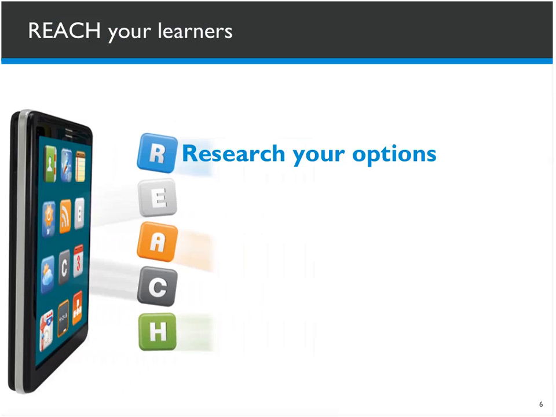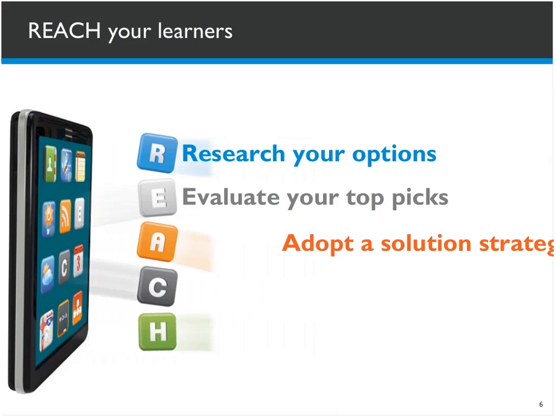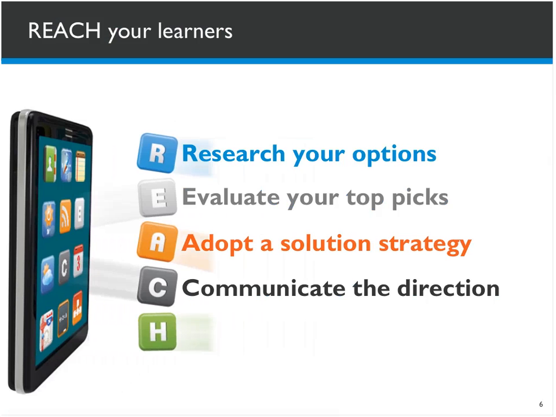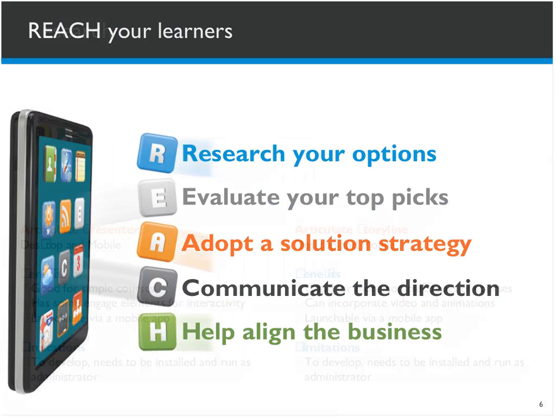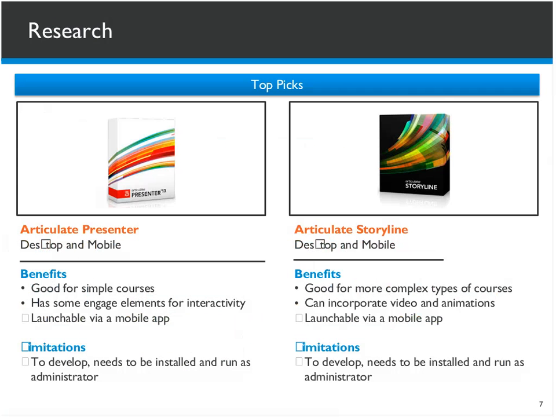So the first thing that you want to do is research your options. The next thing that you want to do is evaluate your top picks. Then you want to adopt a solution strategy, communicate the direction, and then you're going to help align the business. And what we're going to do is go over each of those bullets today in greater detail.